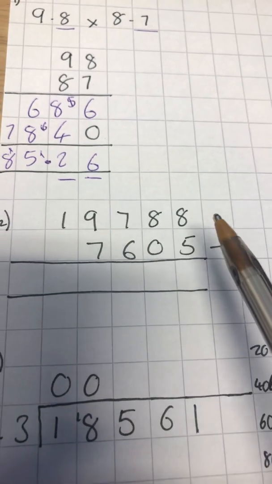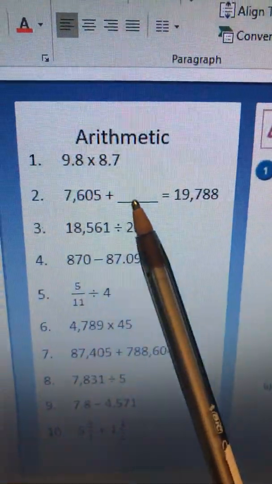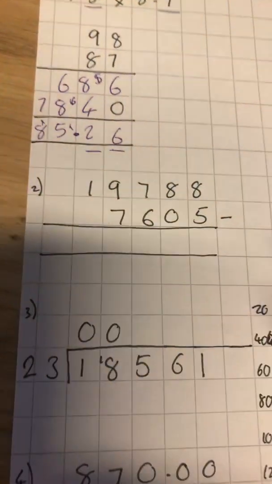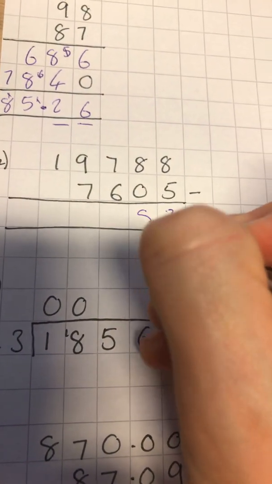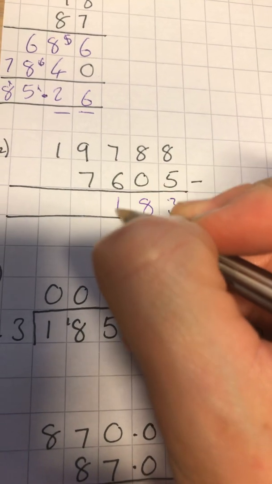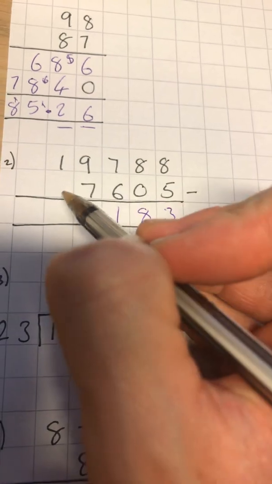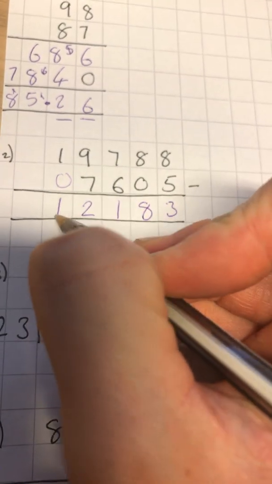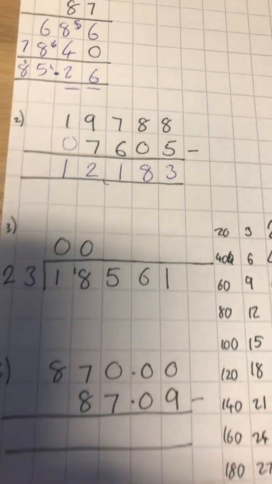So I'm starting with the answer, 19,788, and subtracting to find out what that missing number is. So let's have a look. 8 subtract 5 is 3, 8 subtract 0 is 8, 7 subtract 6 is 1, 9 subtract 7 is 2, and 1 subtract that invisible 0 is 1. So the missing number is 12,183.